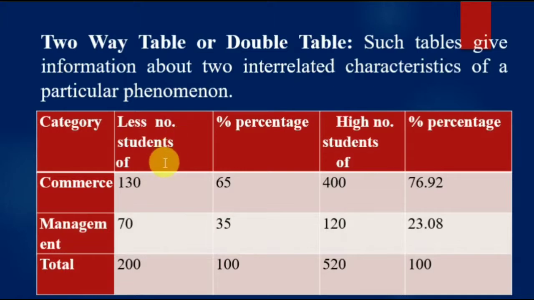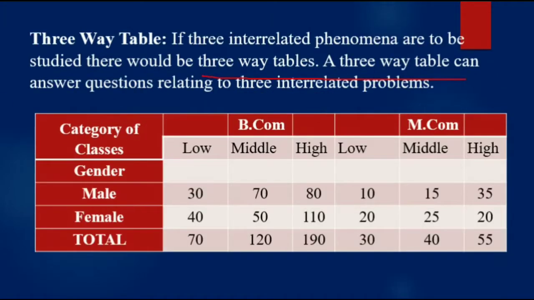Less number of students percentage, high number of students percentage, commerce and management: the data are classified in two different ways. Here, information about two interrelated characteristics of a particular phenomenon can be explained. So this is a two-way classification. When it comes to three-way classification, here once again there are three interrelated phenomena.